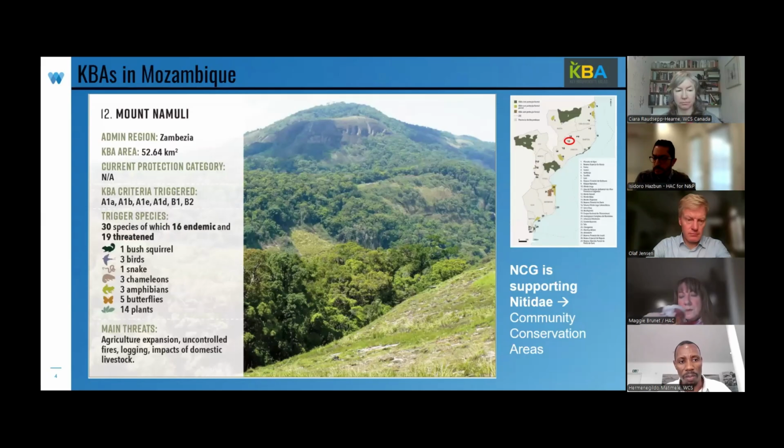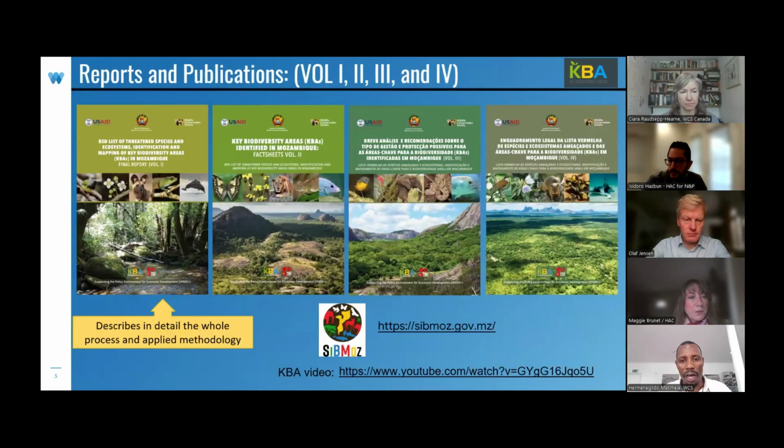This is just one example, which is Mount Namuli, where we have a number of species. And as I mentioned, plants are always at the top with 14 plants, a lot of endemic species there in central Mozambique. Just a highlight to show one example in the region. This information can be found through SIBMOS. SIBMOS is equivalent to the clearinghouse mechanism in Mozambique. It's an official portal of the government to share biodiversity information, and all these reports are available.